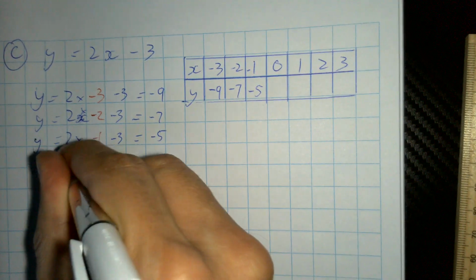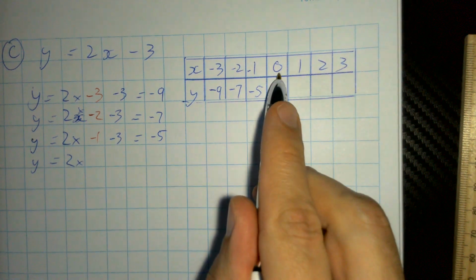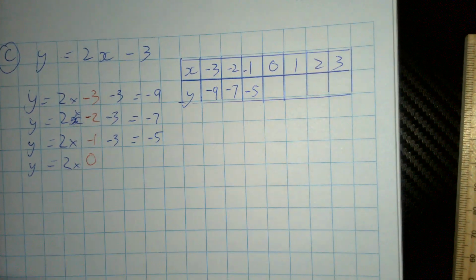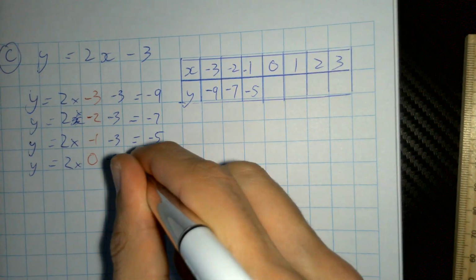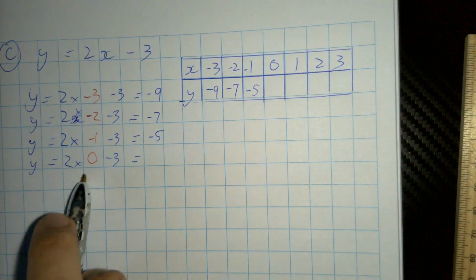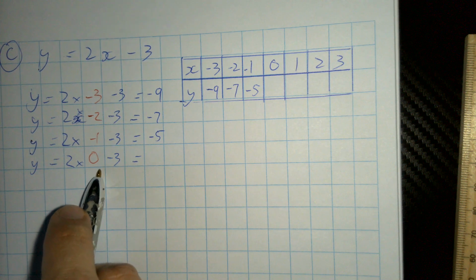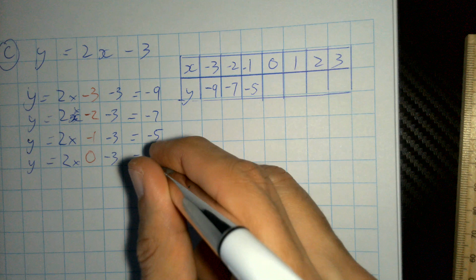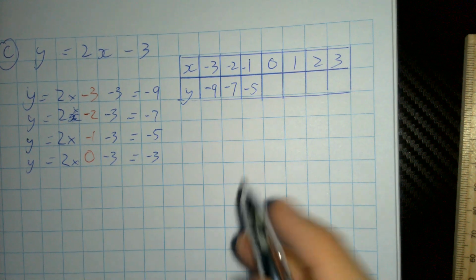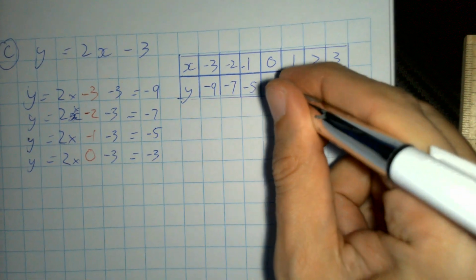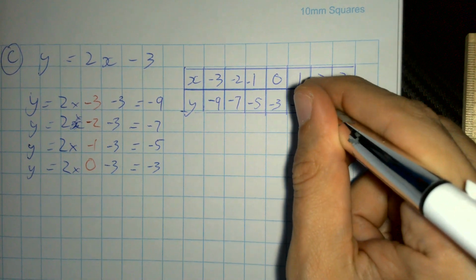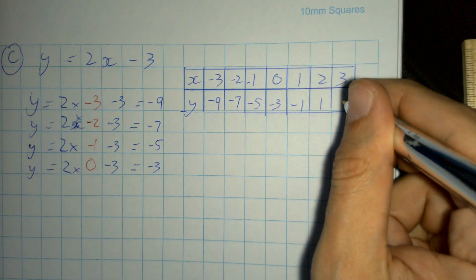y equals 2 times 0, minus 3. 2 times 0, anything times 0 is going to be 0. Take 3 equals minus 3. Hey, look, it has just gone up by 2 again. Let's say that pattern is continuing.